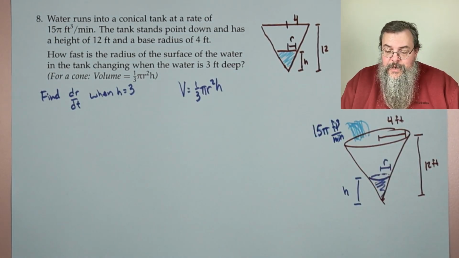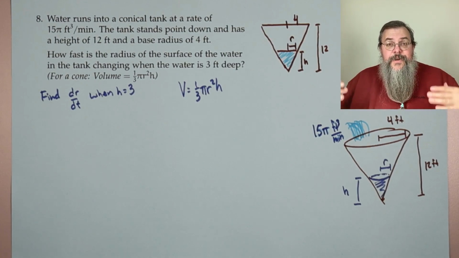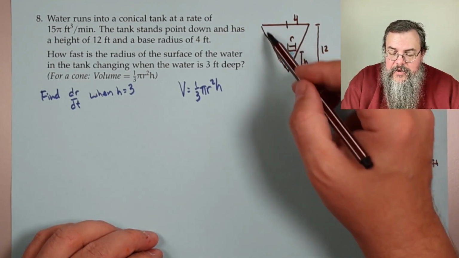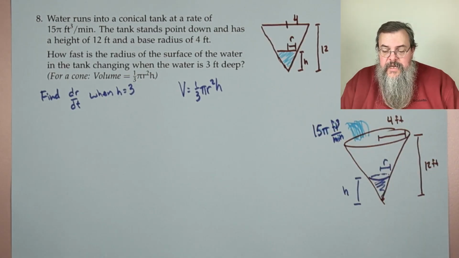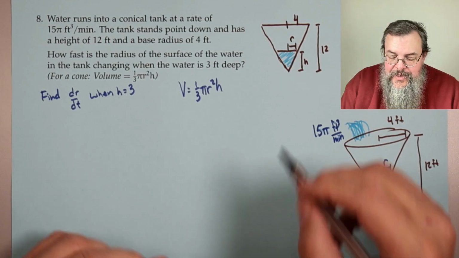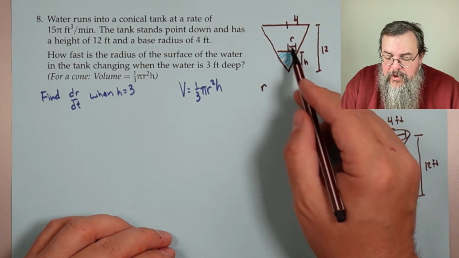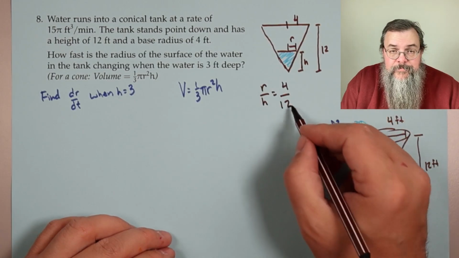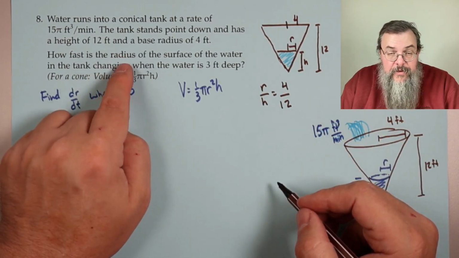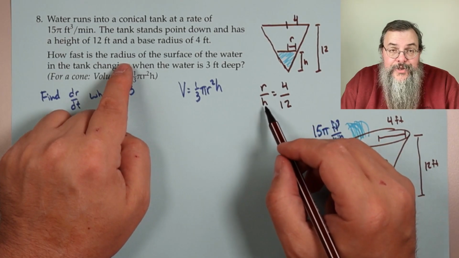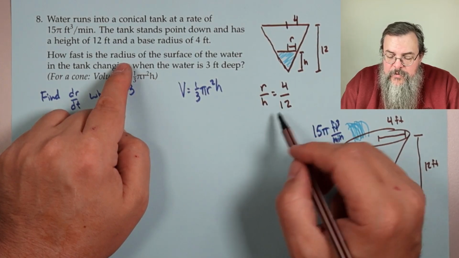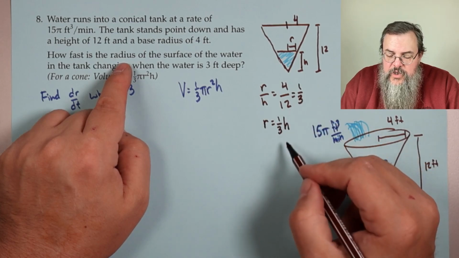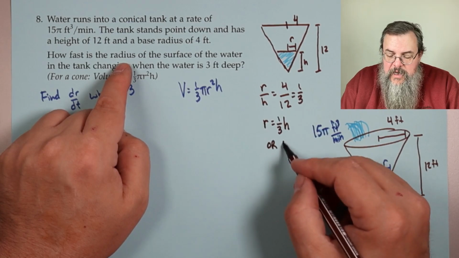Now, what's true is that we are in a situation of what's called similar triangles, which is to say the triangle down here where the water is matches the triangle of the tank. When you have similar triangles, you also have similar ratios. So r is to h as 4 is to 12. Because we're after understanding radius, I'm going to solve for h so I can get rid of it and put everything in terms of radius. By the way, 4 over 12 is the same as 1 over 3. So r is 1/3 h, or another way to say this, h equals 3r.